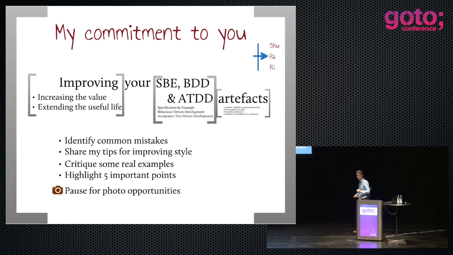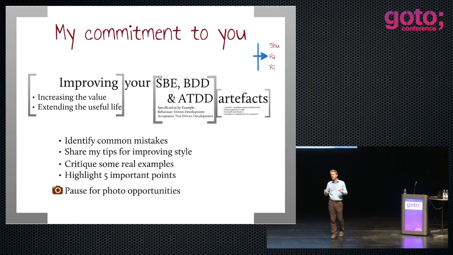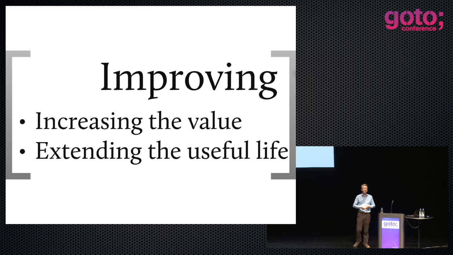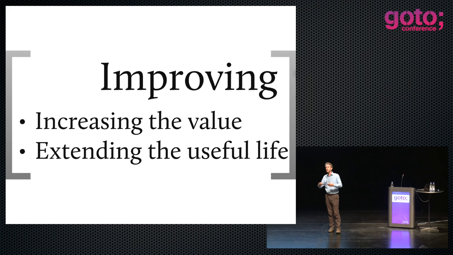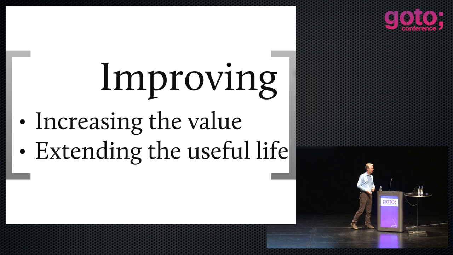So the catchy part of this talk is the setting a good example, but the real title, if you like, is that subtitle. It's about improving your SbE, BDD, and ATDD artifacts. I'm just going to unpack that sentence so that we know exactly what we mean by that. By improving, I'm essentially talking about increasing the value primarily through extending the useful life of the things we create. I think one of the key mistakes people make is that they're creating artifacts and tests almost as a one-off. Once we get to the story implemented, then we're done and we don't care too much about it. That's a syndrome I want to change.